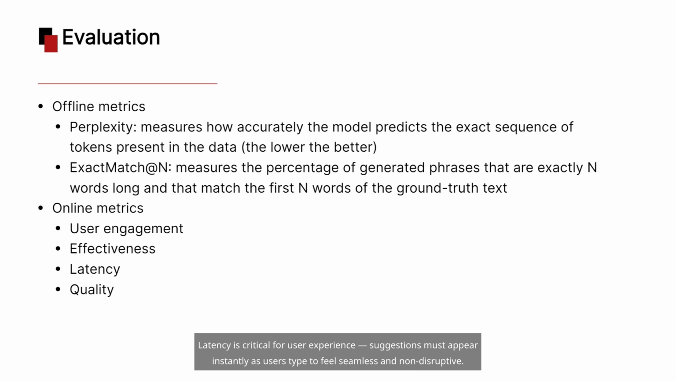Latency is critical for user experience. Suggestions must appear instantly as users type to feel seamless and non-disruptive. Quality captures user feedback on fluency, relevance, and tone, sometimes gathered through surveys or implicit behavioral signals. Balancing offline and online metrics allows us to iterate on the model efficiently while ensuring real-world value. Offline evaluation guides rapid experimentation, while online metrics confirm that improvements translate to a better user experience.